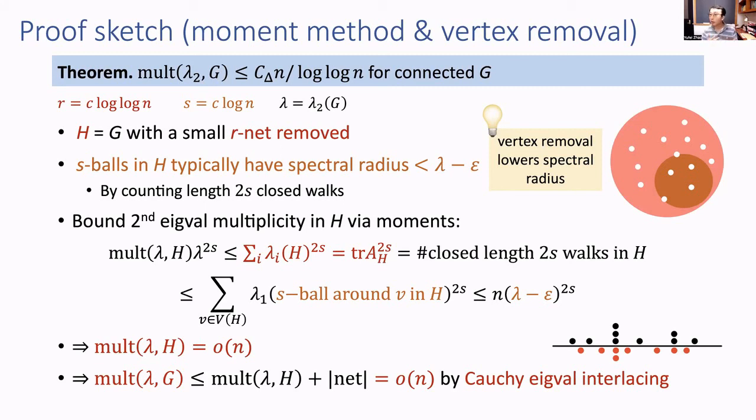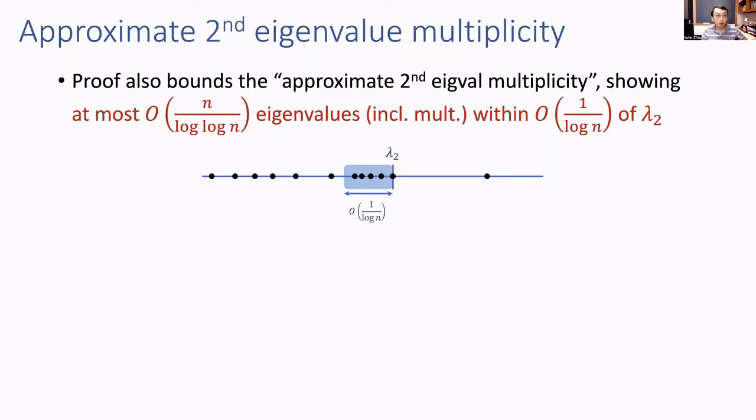So the rest of this talk will be mostly remarks about this proof and its extensions. So first of all, the proof is analytic in nature. I think we do some inequalities analyzing the moments. So the proof can give you some room for error. It bounds not just the second eigenvalue multiplicity, but also the approximate second eigenvalue multiplicity, showing that there are at most n over log n eigenvalues, including multiplicity, within a small window around the second largest eigenvalue.